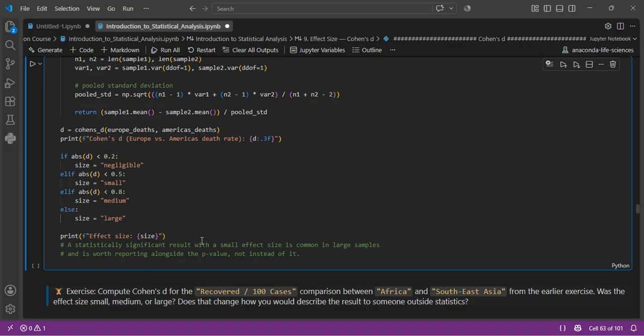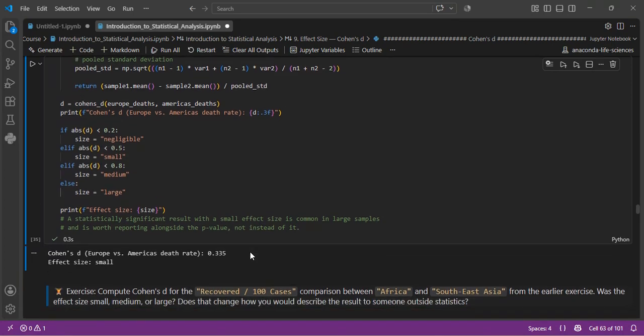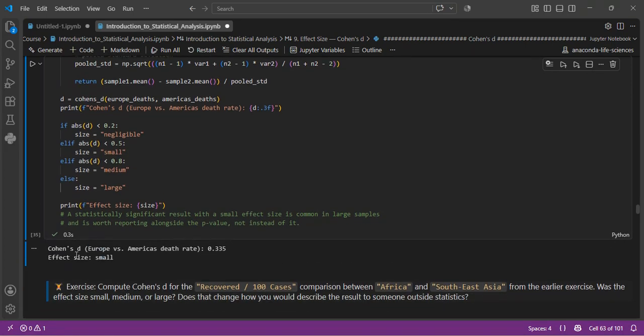So here, let's try to see what will be the outcome. Here we calculated the Cohen's d for the Europe versus American death rate, and that is going to give us 0.335. And then the effect size is small. So though the difference between the death rate in Europe and America is statistically significant, that significance is small.